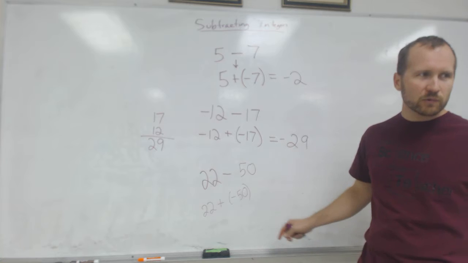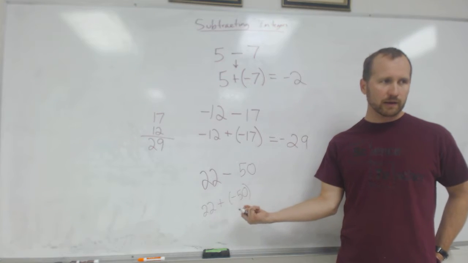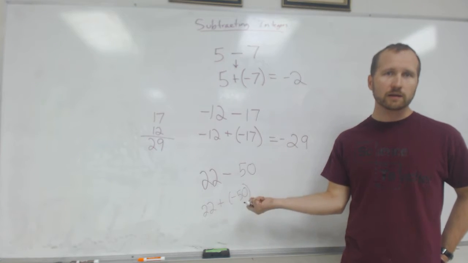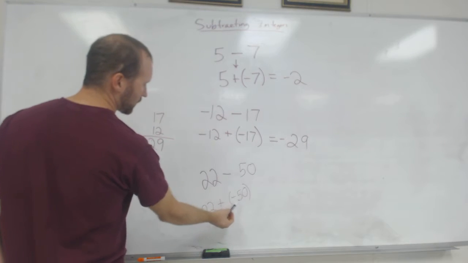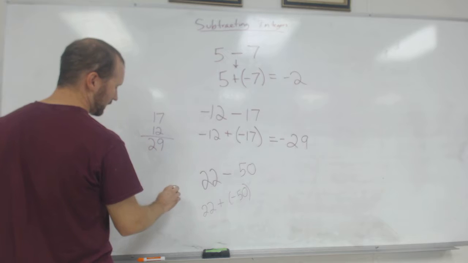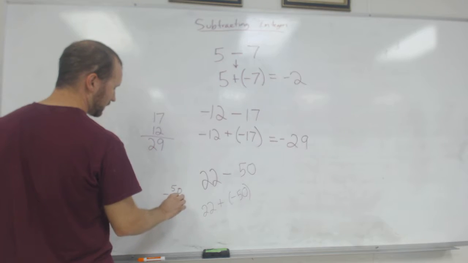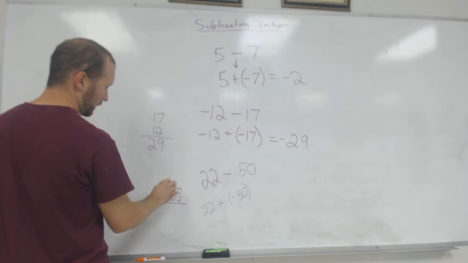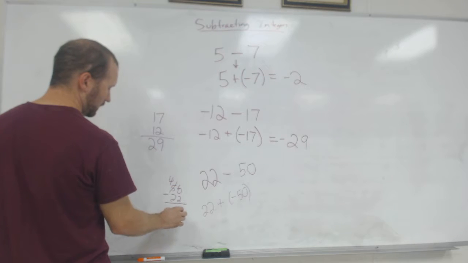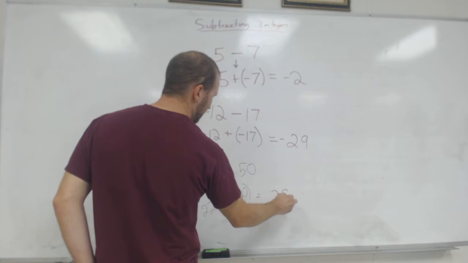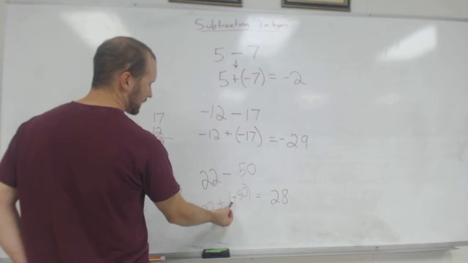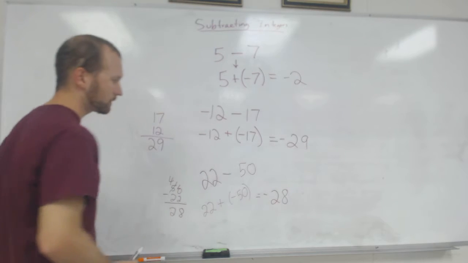Okay, do those two numbers work together or work against each other? Yeah, so we subtract. We're going to subtract because they work against each other, right? 50 minus 22. Borrow here. So we've got 28. Is our answer positive or negative? Negative. Because the larger number was negative.